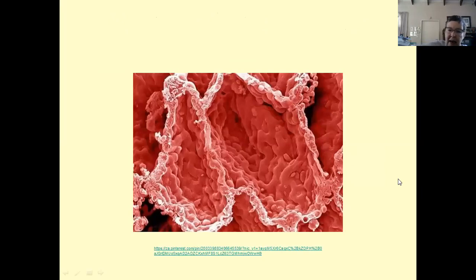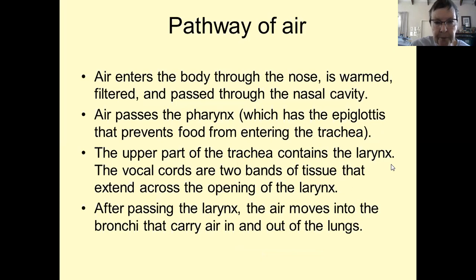Okay, so there's a scanning electron micrograph of 2 complete alveoli, 1, 2, and then little blood vessels between the alveoli, little intersections between the alveoli. You can see single layer of squamous epithelium, really, really thin walled.